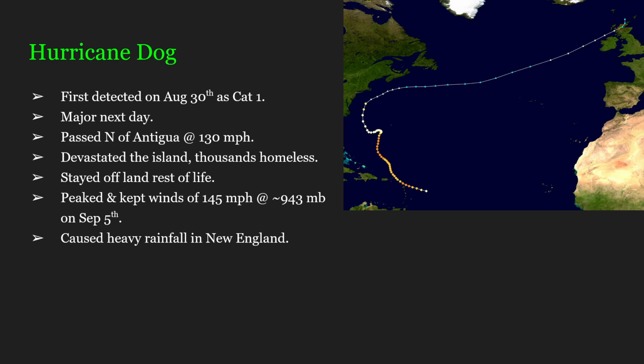Dog also caused relatively heavy rainfall on New England, anywhere from 3, I believe, to 8 inches of rain, and this led to 5 indirect deaths on top of the 26 direct caused by Dog. Dog also inflicted $3 million in damage.